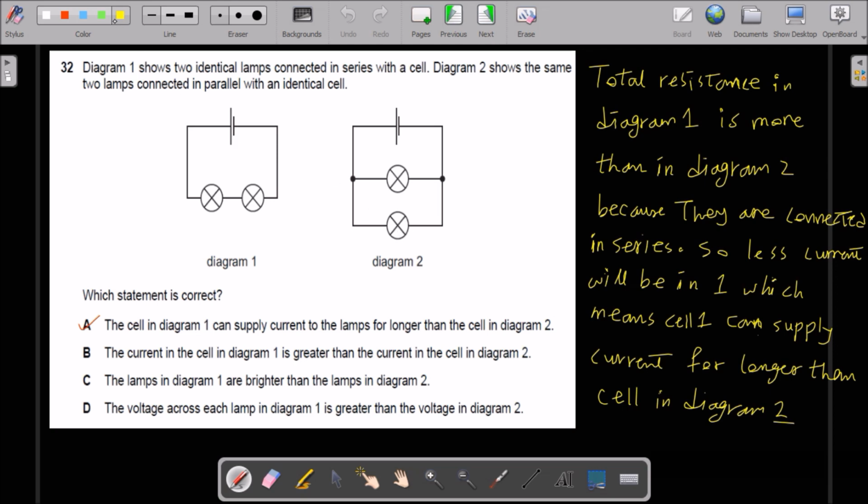And we know that in series, we should add resistances. But for parallel, you should use 1 over R equals 1 over R1 plus 1 over R2. That's why total resistance in diagram 1 is more. So less current will be in diagram 1, which means that the cell in diagram 1 can supply current for a longer time than the cell in diagram 2. Because of that, A will be right.